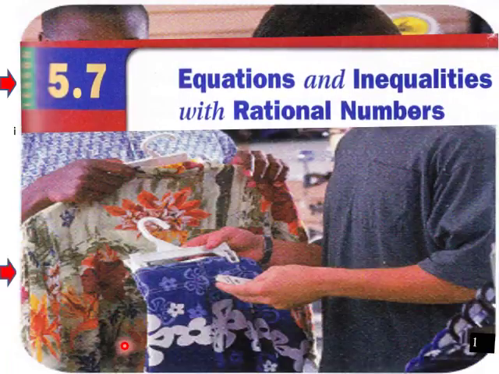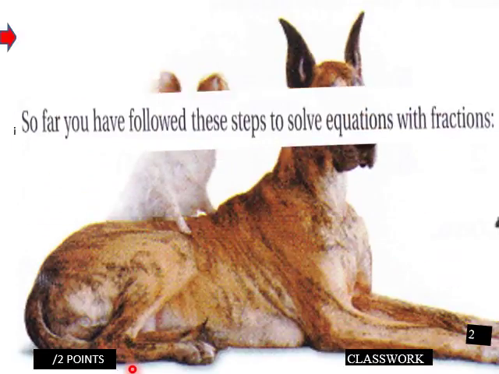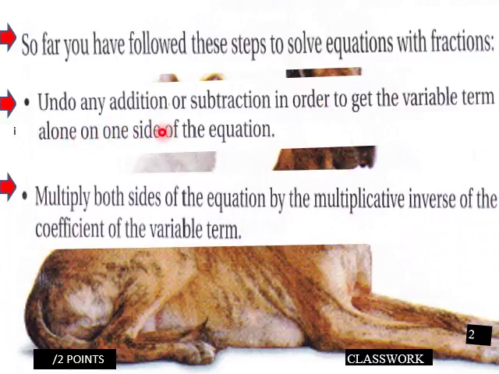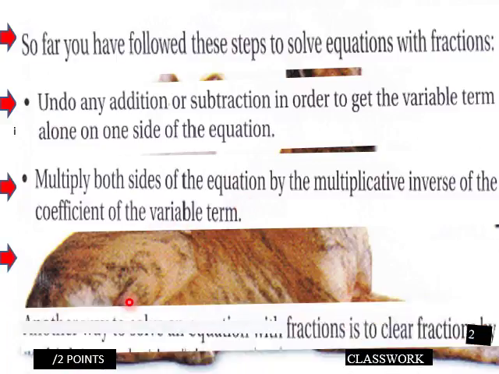Okay, into our lesson today, 5.7, equations and inequalities with rational numbers. You use reciprocals to solve equations. You'll use LCD to solve equations and inequalities. So far you follow these steps to solve equations with fractions. Undo any addition or subtraction in order to get the variable term alone or isolated on one side of the equation. Multiply both sides of the equation by the multiplicative inverse of the coefficient of the variable term.